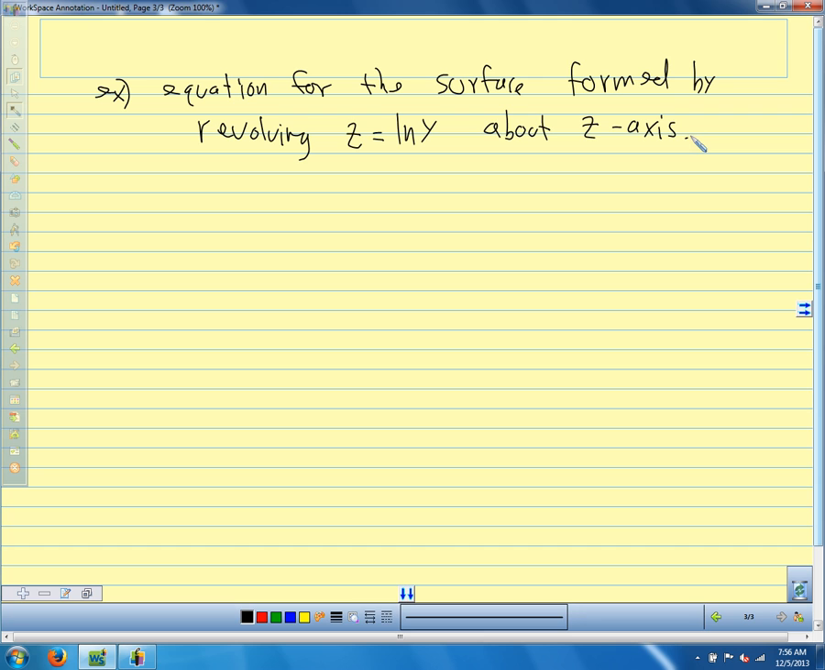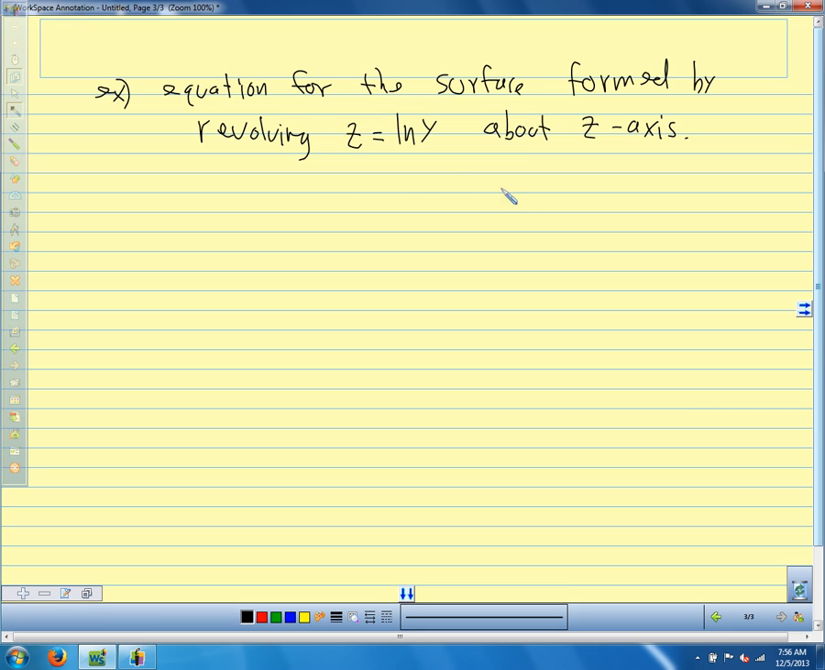And we have some familiarity with surfaces of revolution. We know how to find the surface area of a surface of revolution. We know how to find the volume of a surface that's formed by revolving a curve about an axis. So this just gives us another way of working with these things. All right, so we want to revolve this curve about the z-axis.